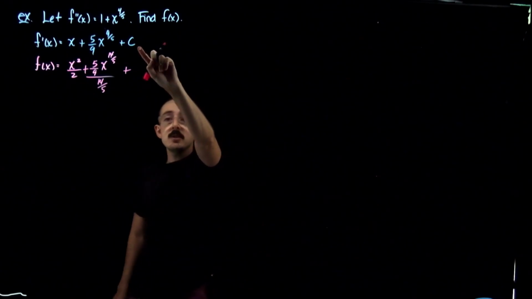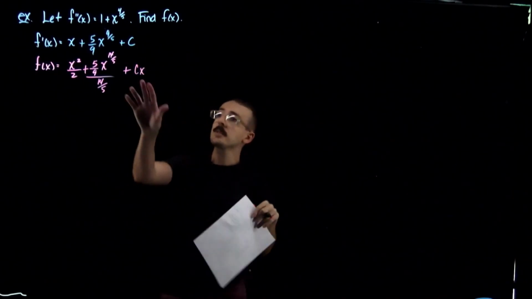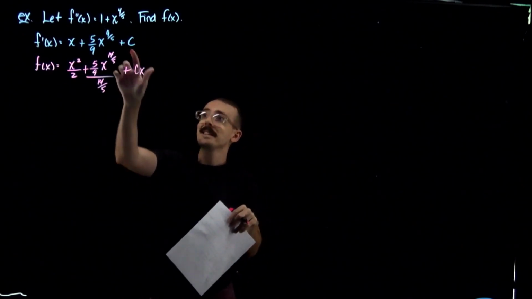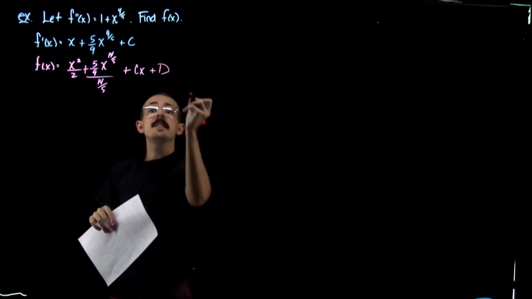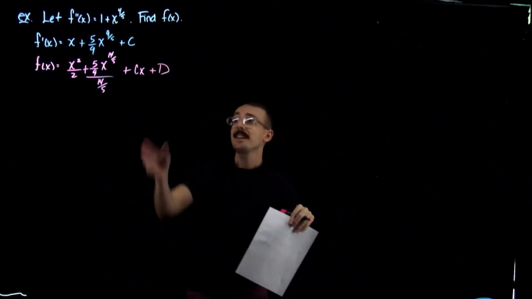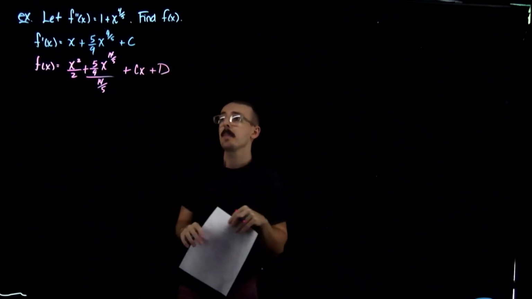Plus, the antiderivative of a constant is going to be cx. If you took the derivative of this, you would just get c. So that's why I need to put x here. And then I have another constant. I'll just call it capital D that I could have had here, so that when I take the derivative of this, I would get back to this.